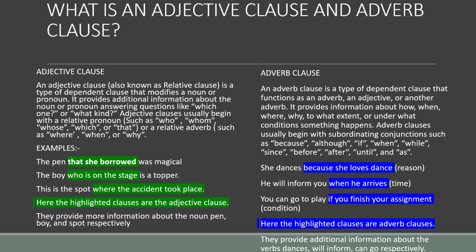Let's see the example. She dances because she loves dance. This is a reason for the adverb. It is starting with because. He will inform you when he arrives. It's mentioning about the time, arrival. You can go to play if you finish your assignment. It's a conditional clause. All the highlighted clauses are adverb clauses. They provide additional information about the verbs like dances, will inform, can go, respectively.